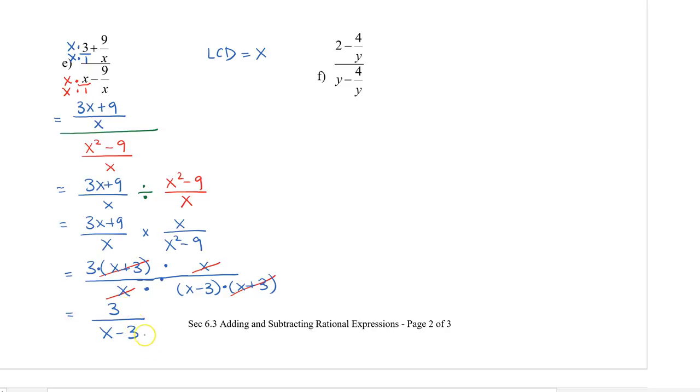Now remember, the 3's can't cancel off because the x minus 3 on the bottom is a binomial expression. It's not separated by times, so we cannot cancel off the 3.